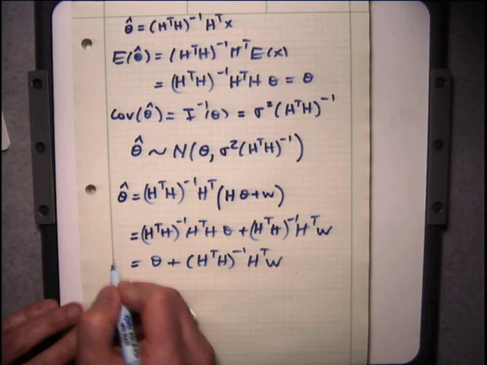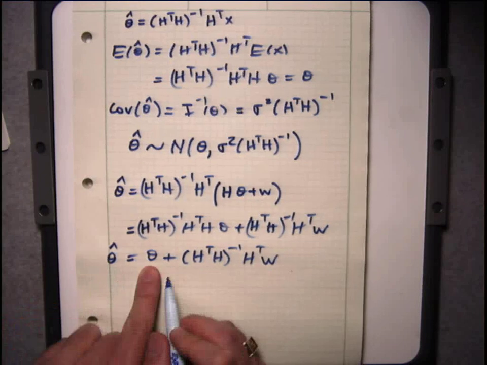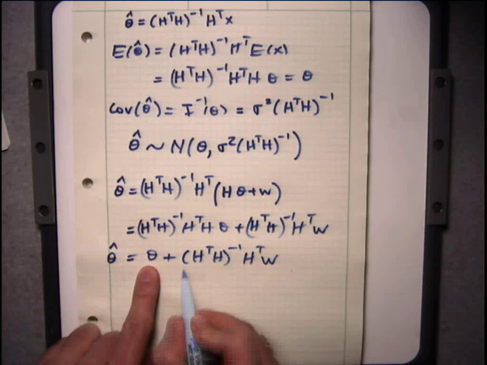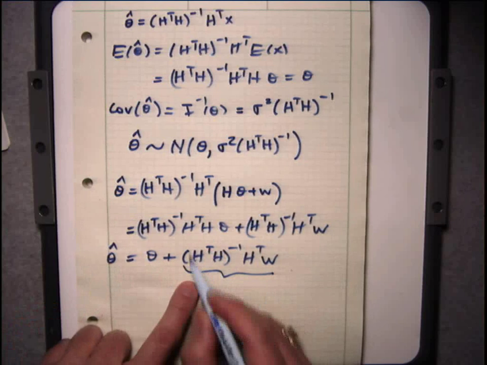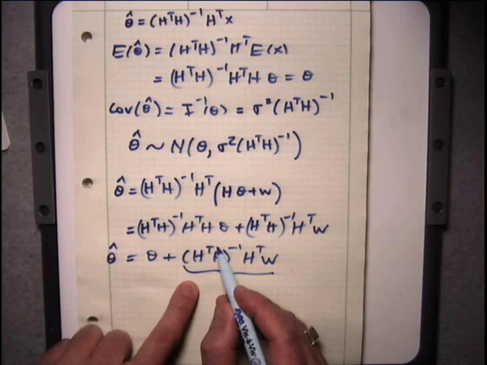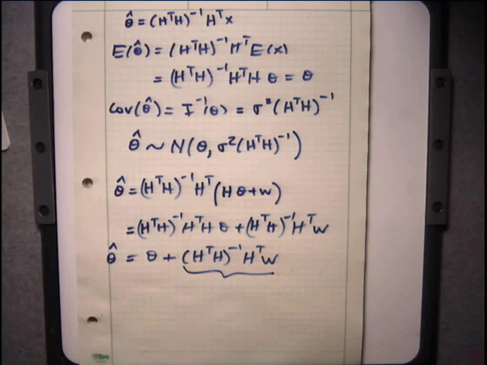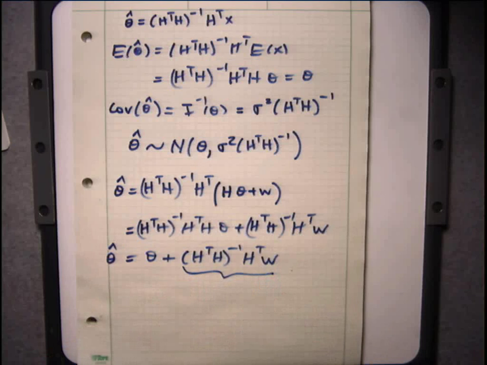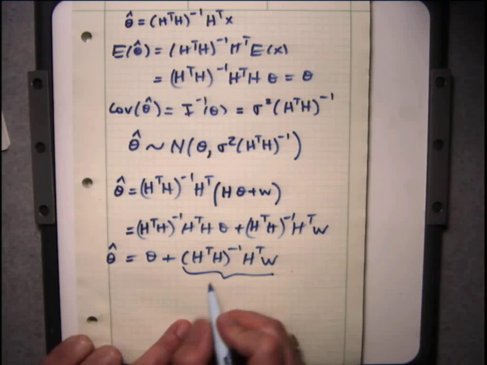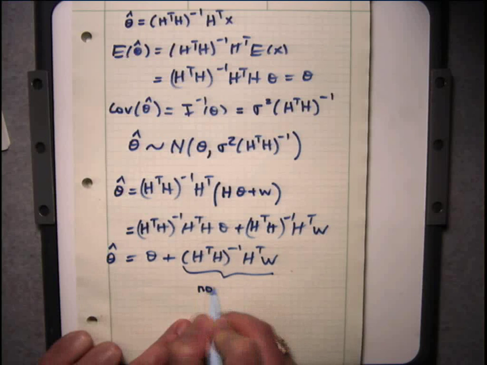Okay, so this is your estimate. This part is perfect, right? This part just involves the noise and this matrix here. So in other words, if this matrix is close to singular, think of H transpose H as being a number close to zero. If you invert it, this term is going to blow up, right? So this term is going to take whatever little amount of noise you have and explode it, okay? So this is noise magnification.